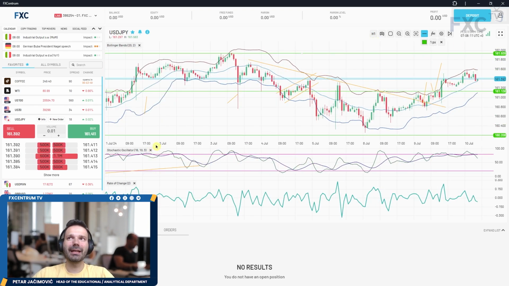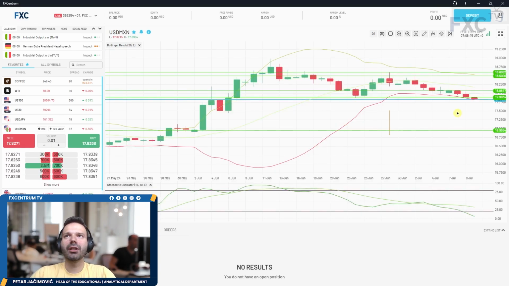So upside potential continuation on the USD Japanese yen. On the dollar Mexican peso, we can see the strength of the Mexican peso and potential retest. Market is retesting 17.90 mark. Stochastic is sloping to the downside. We can see that the sellers are in control.